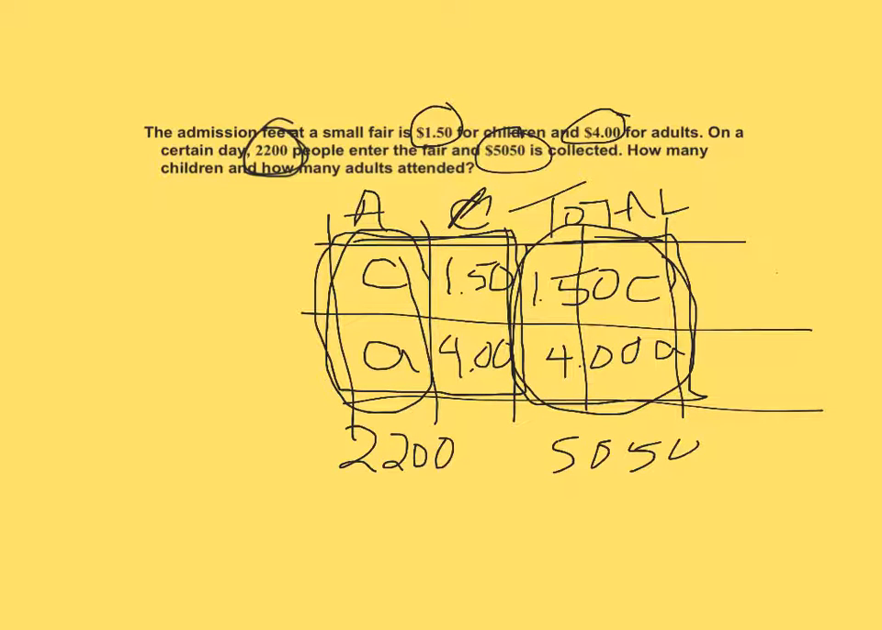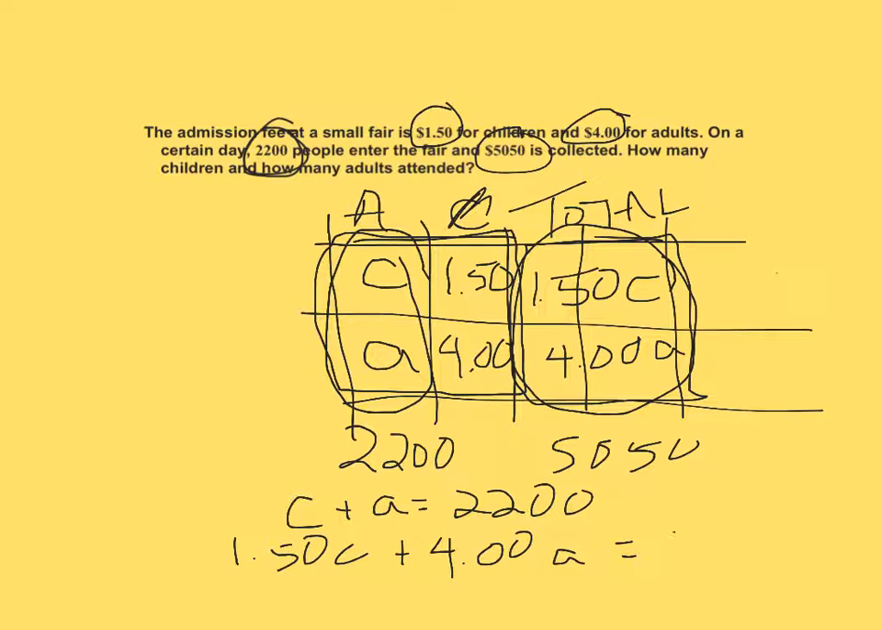So I have 2 equations. C plus A equals 2,200, and 1.50 times C plus 4.00 times A equals 5050. I'll leave it to you to solve that system of equations. Let's look at another example.